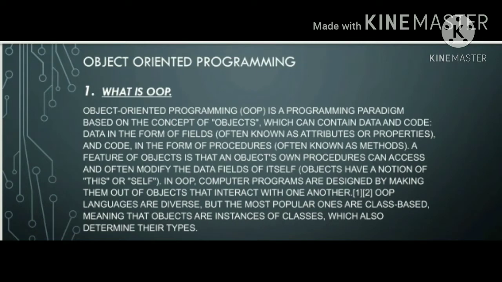OOP, or Object-Oriented Programming, is a programming paradigm based on the concept of objects, which can contain data and code. Data in the form of fields, often known as attributes or properties. Code in the form of procedures, often known as methods. A feature of objects is that an object's procedures can access and often modify the data fields of itself. Objects have a notion of this or self in OOP.